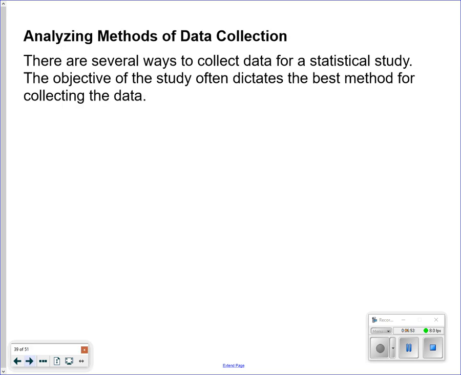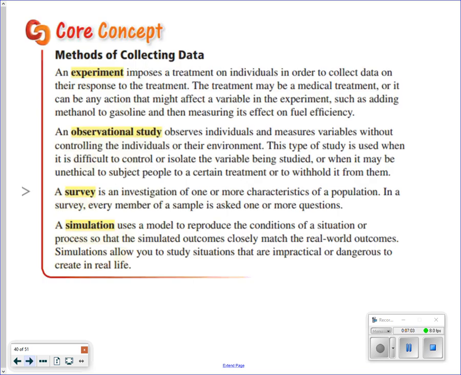Analyzing. There are several ways to collect data in a statistical study. The objective of a study often dictates the best method of collecting data. So again, if I want to study, how do I go about studying? So, experiment. You impose something on individuals in order to collect data on the responses to a particular treatment. A treatment may be a medical treatment. It could be anything in which you are going to affect the variable in the experiment, such as adding something. That is an experiment. So that's one type of data collection.